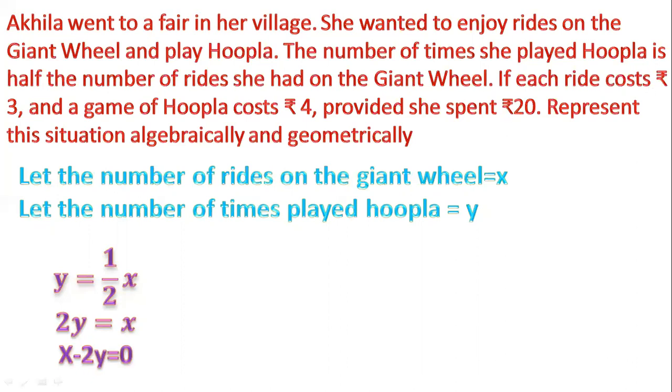And one ride of giant wheel cost rupees 3 and one game of hoopla cost rupees 4. So the equation is 3x plus 4y is equal to 20 because in total she spent rupees 20. 3x plus 4y is equal to 20. These are the pair of linear equations in two variables. Now let us represent this geometrically.